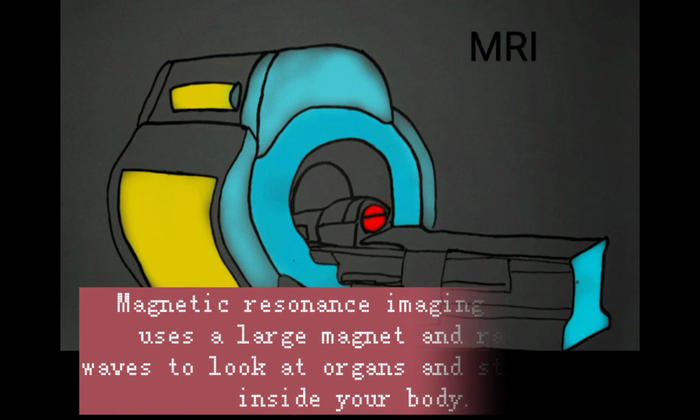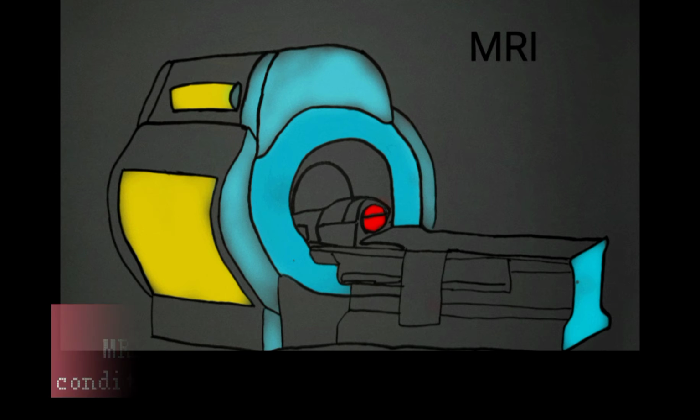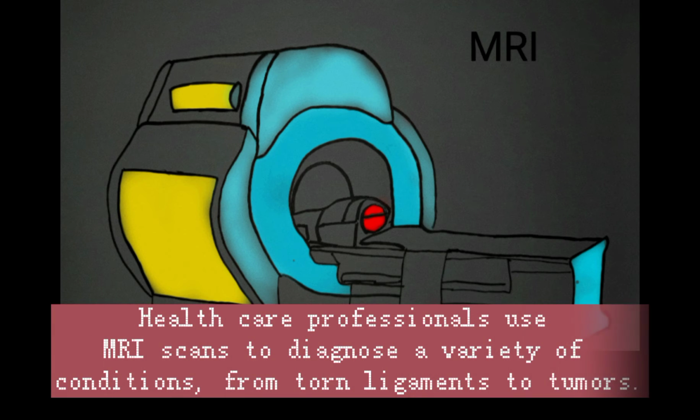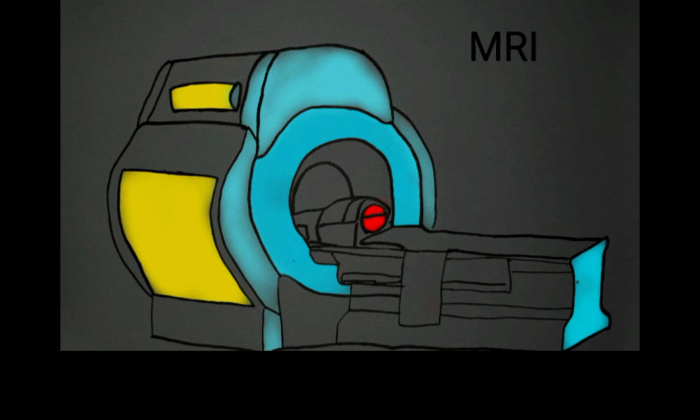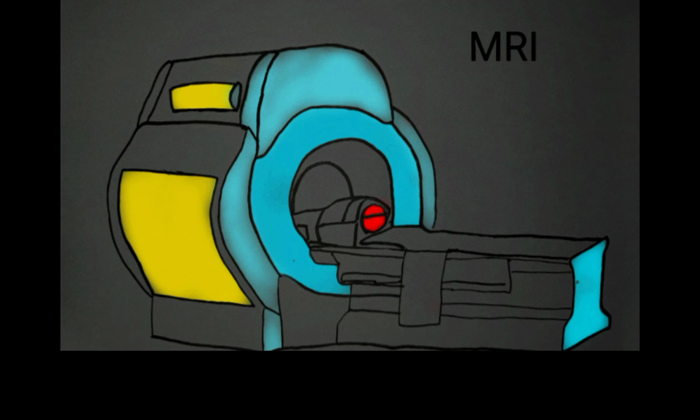Magnetic resonance imaging, or MRI, uses a large magnet and radio waves to look at organs and structures inside your body. Healthcare professionals use MRI scans to diagnose a variety of conditions, from torn ligaments to tumors. MRIs are very useful for examining the brain and spinal cord.